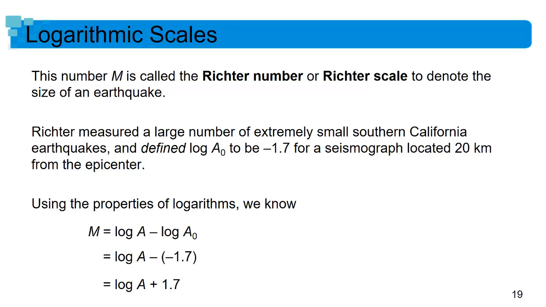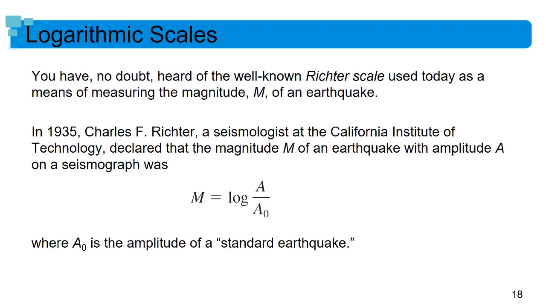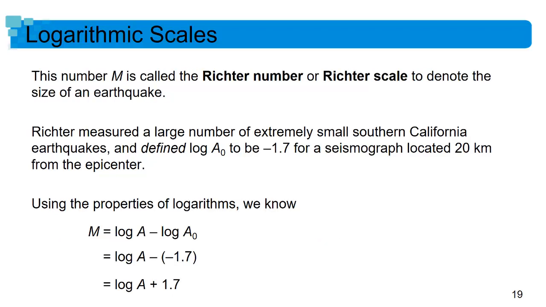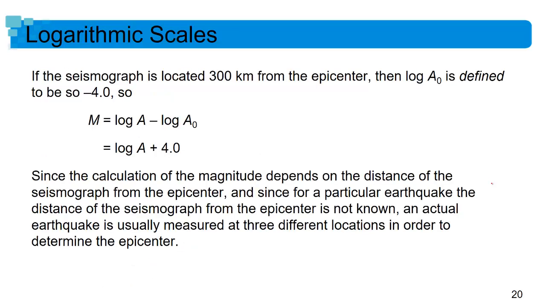If you use the simple properties of logs, remember, log of a quotient becomes the difference of logs. So it's log of A minus log of A sub 0. You can plug in what log of A sub 0 is, and you get the magnitude just equals log of A plus 1.7. If the seismograph is located 300 kilometers from the epicenter, then log of A sub 0 is defined to be negative 4.0.